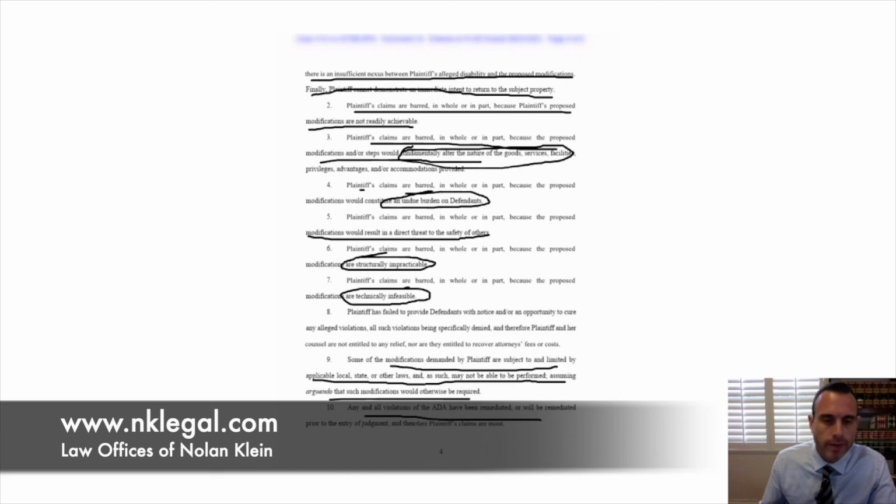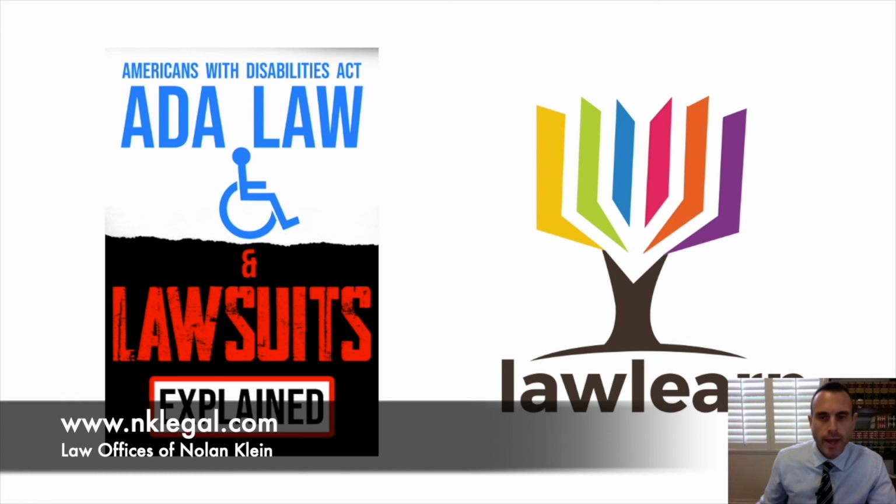Really this is arguing that it's not readily achievable to remove the barriers because it would be a violation of other laws, I assume. Number 10, any violations of the ADA have been remediated or will be remediated prior to the entry of judgment. This is the mootness issue that I alluded to earlier, that in some circumstances it's possible to fix all the issues, and at least where only the federal ADA is at play and only injunctive relief is available, moot the claims. Again, a complicated issue and one really only relevant to people who have an ADA litigation that they're actually dealing with, in which case they should be talking to their own lawyer about this situation.